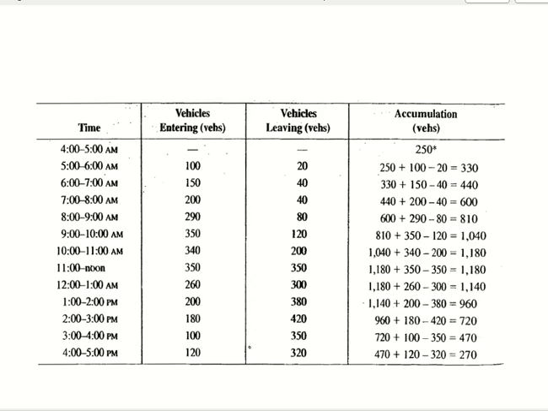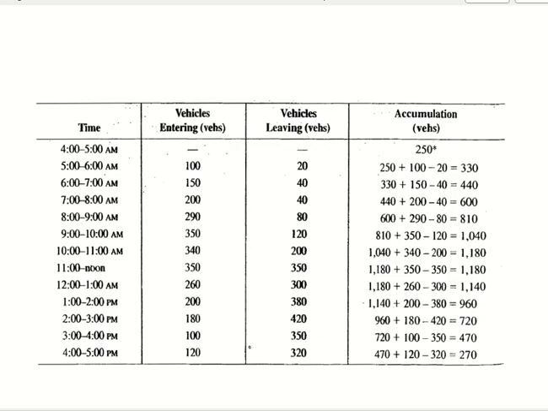My initial count gave me 250, so 250 were already there. Now what will I do? 250 were there, 100 more entered, and 20 left. So 250 plus 100 which entered minus 20 which left. How many vehicles are now in the area? 300. Got this? Clear?